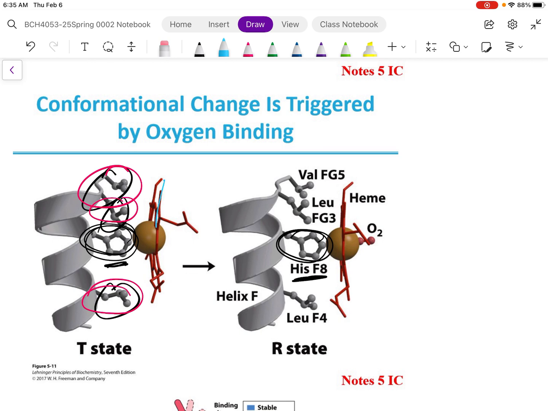Do you see how it kind of goes like this? There's a pucker, and then this is just straight. That's what I'm getting at. Hopefully you guys all see that.